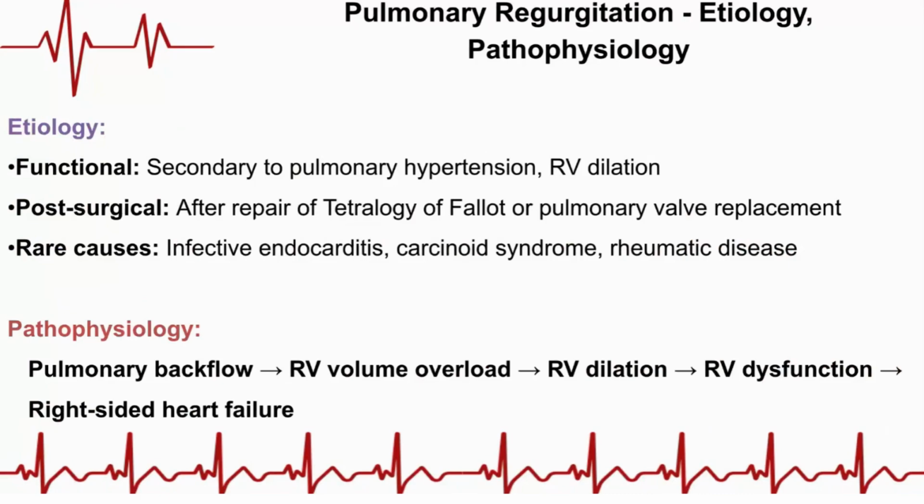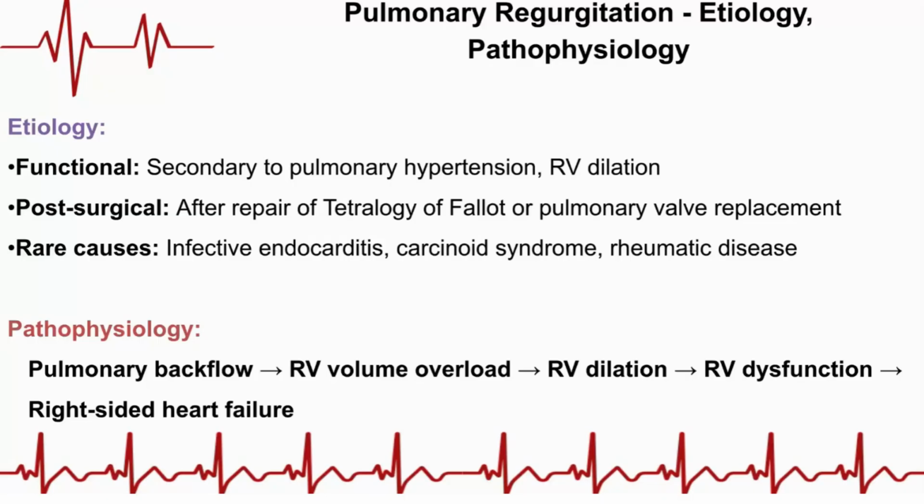Right. The next one is pulmonary regurgitation. Okay, another bit of repetition. Regurgitation, volume overload changes to the heart. That's what you're going to expect.